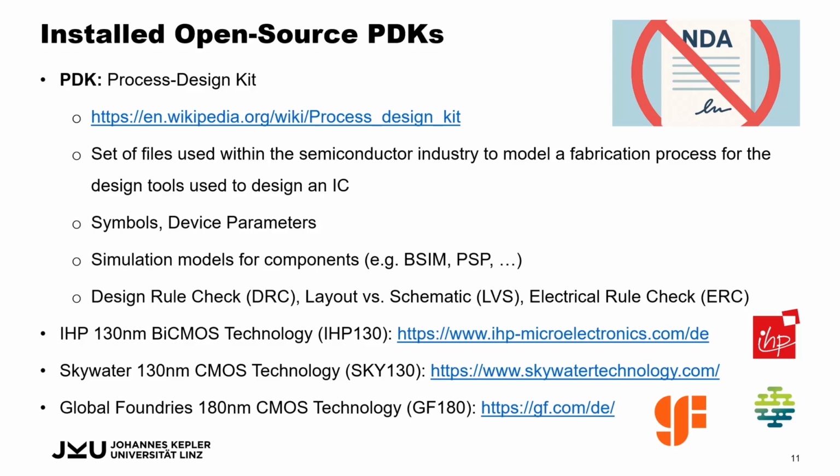What are these kits? So in these kits we have device parameters and simulation models for components, for example, PSP. PSP is used in the IHP technology. And not only simulation data is in there, but of course also layout data. So we have design rule check, for example, minimum track width, minimum distance, minimum contact area, minimum antenna regulations and stuff like that. We also have layout versus schematic rules, and also the electrical rule check is defined in the process design kit.